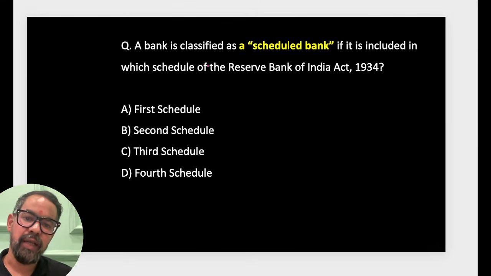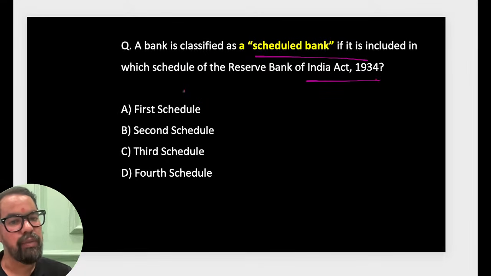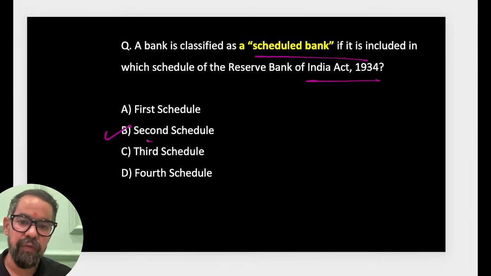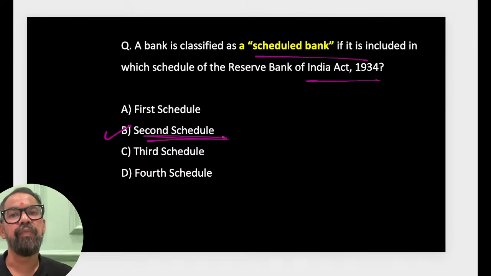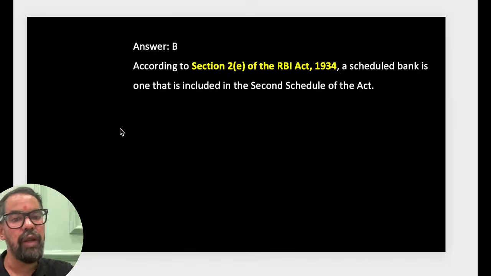A bank is classified as a scheduled bank if it is included in which of the following schedules? So very simple one, what will be your correct answer? Second schedule. So the second schedule makes some sort of provisions. Okay, if you are part of that particular one, you have to fulfill some criteria, and if you fulfill those, you will have some benefits, like you can borrow from RBI and other things. You will be part of the Payment and Settlement Systems Act and all, it generally comes under that one.